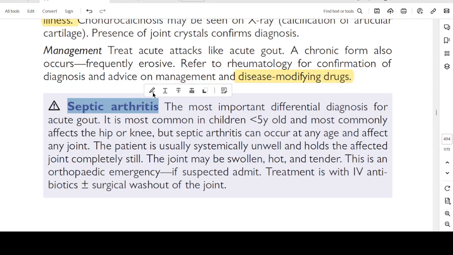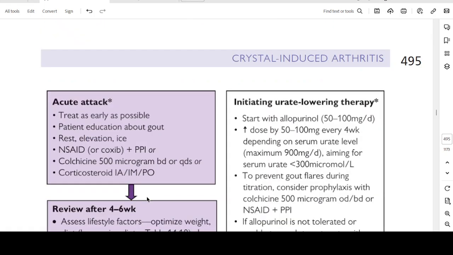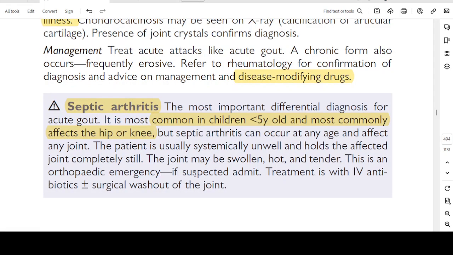Septic arthritis. The most important differential diagnosis for acute gout. It is most common in children less than 5 years old and more commonly affects the hip joint or the knee joint, but septic arthritis can occur at any age and affect any joint. The patient is usually systemically unwell and holds the affected joint completely still. The joint may be swollen, hot and tender. It's an orthopedic emergency. If you suspect it, you need to admit, and the treatment is with IV antibiotics and surgical washout of the joint.